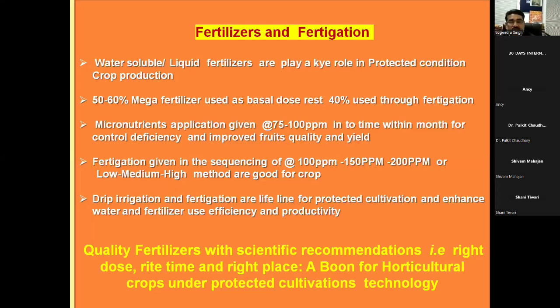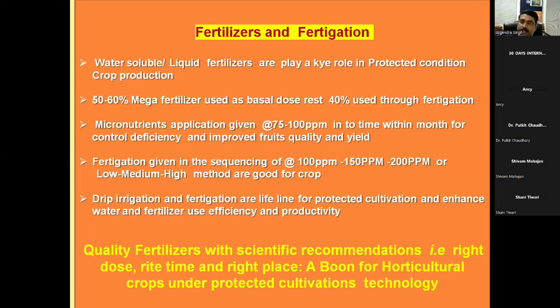Fertigation given in sequence at the rate of 100 ppm, 150 ppm, 200 ppm, or low, medium, high, is good for crop production. Drip irrigation and fertigation are the lifeline for protected cultivation and enhance water and fertilizer use efficiency and productivity. So these are the conclusion and the backbone of protected cultivation. And this is a slogan: quality fertilizer with scientific recommendation, that is right dose, right time and right place, a boon for horticulture crop production.